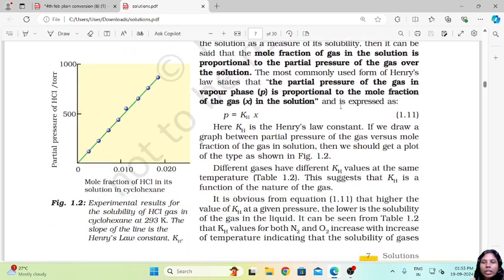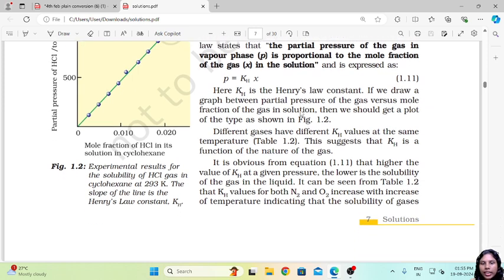So the most commonly used form of Henry's law states that the partial pressure of gas in the vapor phase, that is P, is proportional to the mole fraction of the gas X in the solution, and this is expressed as P equals KH X. KH is the Henry's law constant, and X is the mole fraction of the gas that is given.